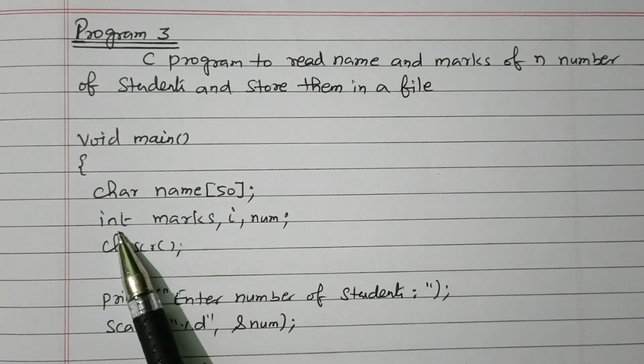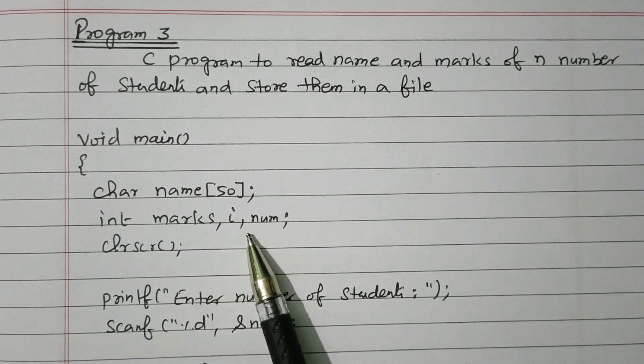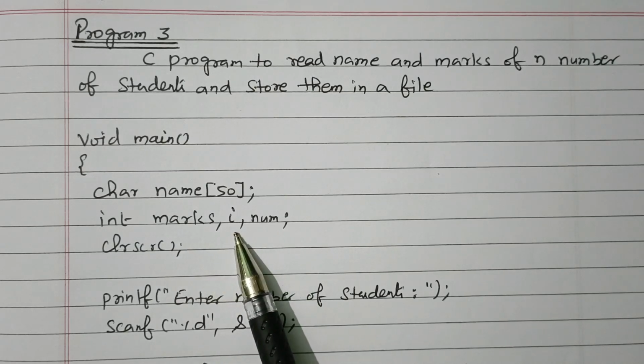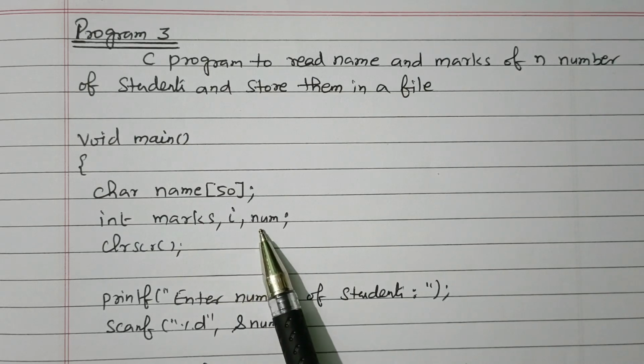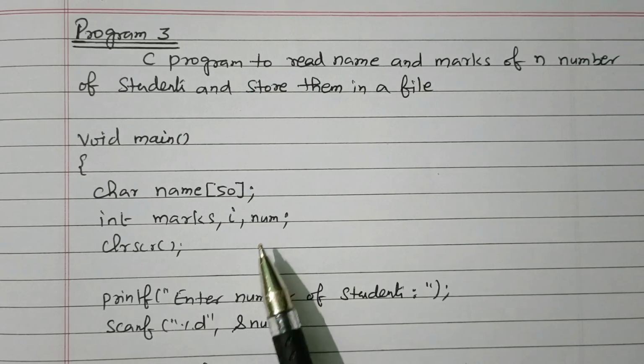Integer. Mark is coming under integer type. You can store the mark here. I, comma, num. I refer for loop because n number of students are there. We need to open the for loop. Num refers to the number of students, how many students are available.